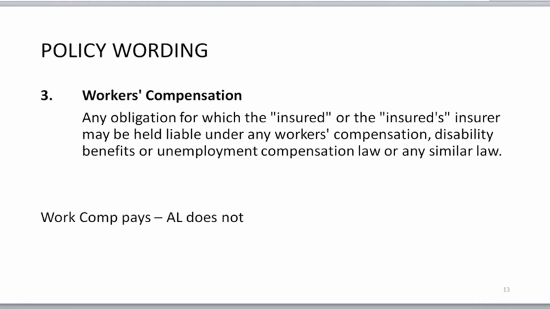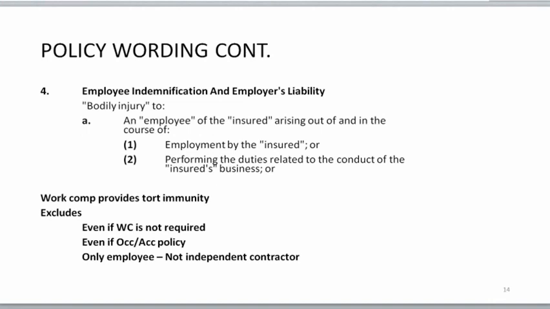Exclusion 3, work comp. Again, we don't duplicate. Either comp pays, which extends tort immunity to the insured, therefore we don't pay comp. Employee indemnification, employee liability, that's exclusion 4. We exclude bodily injury to an employee of the insured arising out of and in the course of employment by the insured, or performing the duties related to the conduct of the insured's business. So work comp provides a tort immunity. And when we have comp in place, that employee cannot sue.